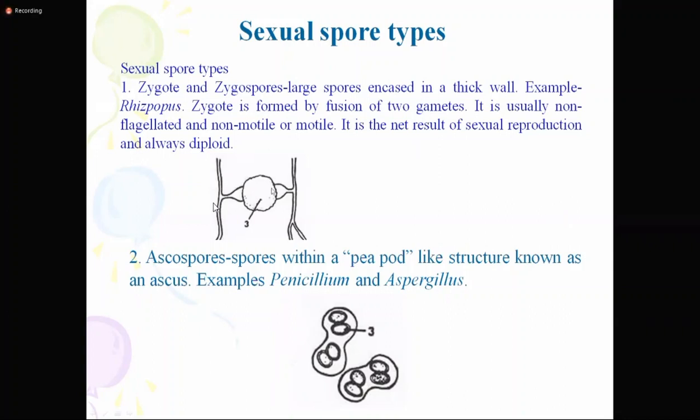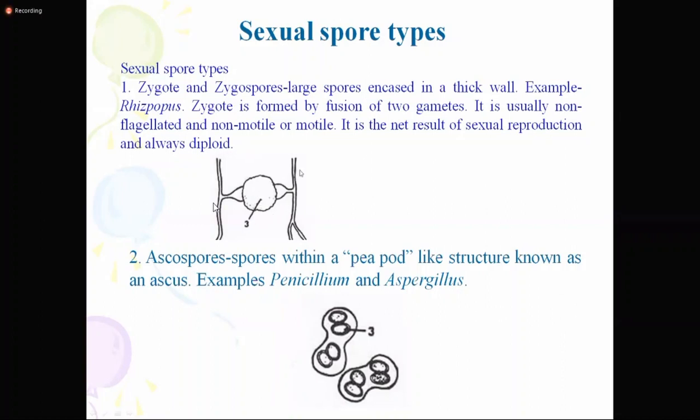And what is zygospore? Zygospore is nothing but a spore which forms in a zygote. If one or more spores form inside the zygote, then we call them zygospore. So here I have written that zygospores are large spores encased in a thick wall, example Rhizopus. There is a mistake. It's Rhizopus, R-H-I-Z-O, not P. So zygote is formed by the fusion of two gametes.